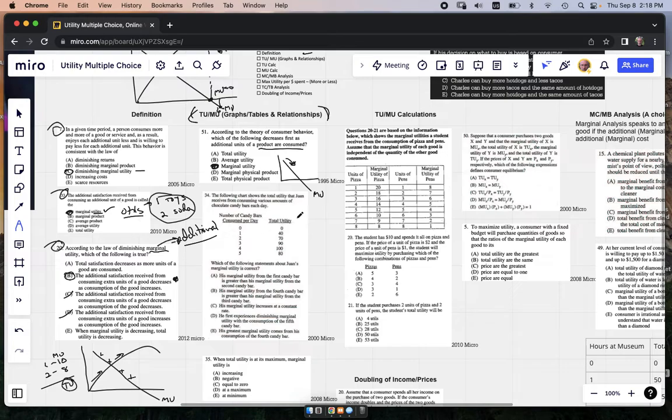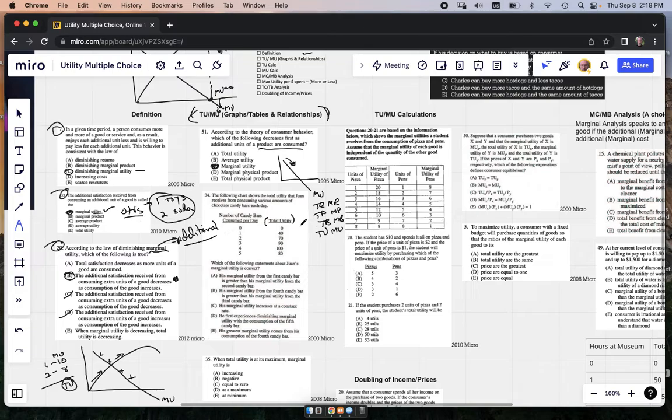Now, I'm just going to give you a little hint. If you see total anything, you can be pretty sure that you're going to have to figure out marginal, right? If I give you total revenue, you're going to have to find marginal revenue. If I give you total product, you're going to have to find marginal product. I give you total benefit, you're going to have to find marginal benefit. If I give you total utility, you can be pretty sure you're going to have to find marginal utility.